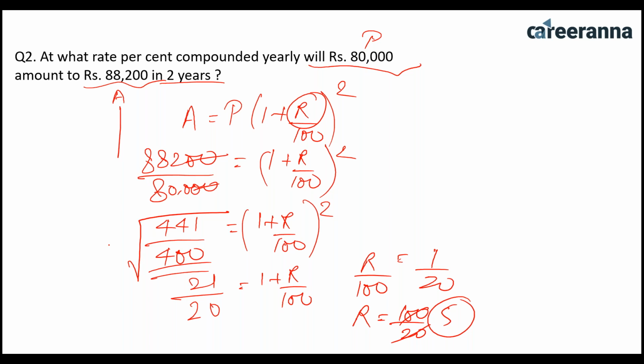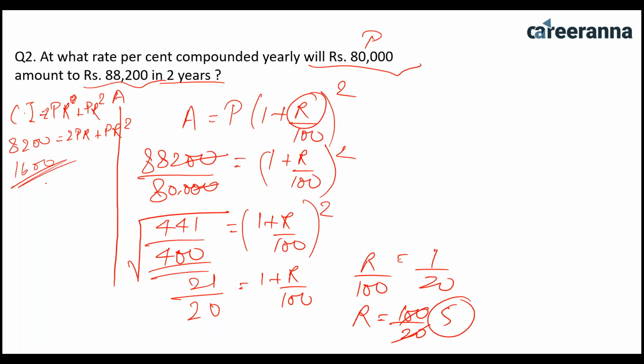See, if we go with this, we know our compound interest is 2PR plus PR square, right? So 8,200 is equal to 2PR plus PR square. See, had it been 10%, then it would have been 16,000 something, right? So I'm just telling you how to think. That means it is lesser than 10. And even if you're not very sure, you can calculate for 5 as well. If you calculate for 5, then directly you'll get this answer.